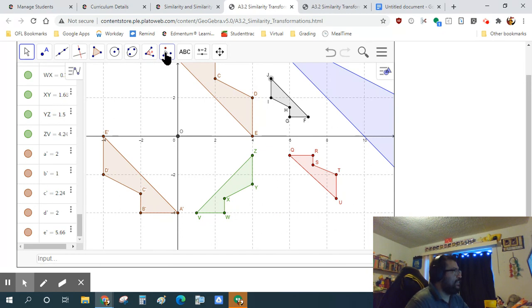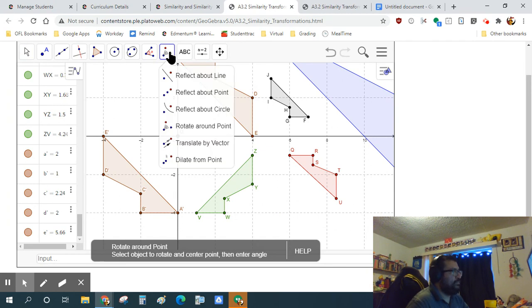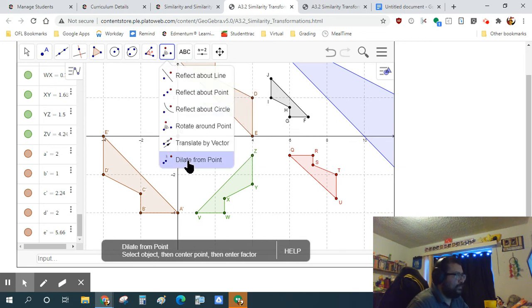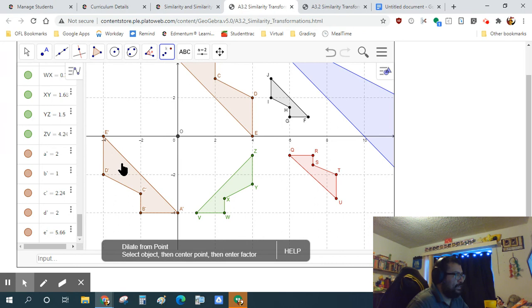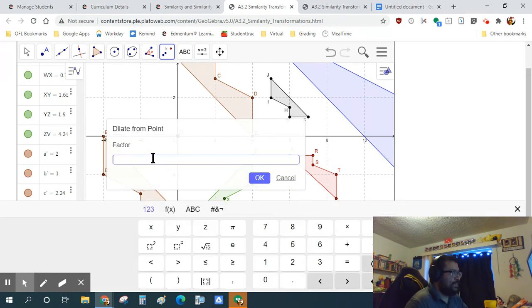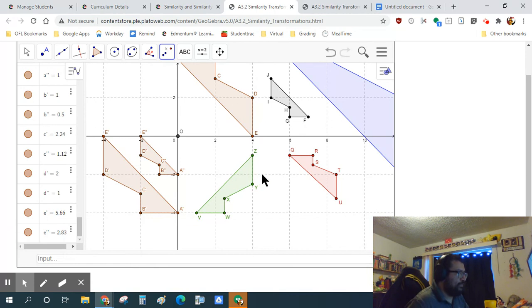So what I'm going to do here is I'm going to go to my tools. I am going to dilate from a point, and I'm going to dilate from the origin. So from here to here, how much am I dilating it? I want to cut it in half. So I can either do it as 1 divided by 2, or I can do it as 0.5. I'm going to try 1 divided by 2, see if GeoGebra understands it. Oh, so it looks like that works out.